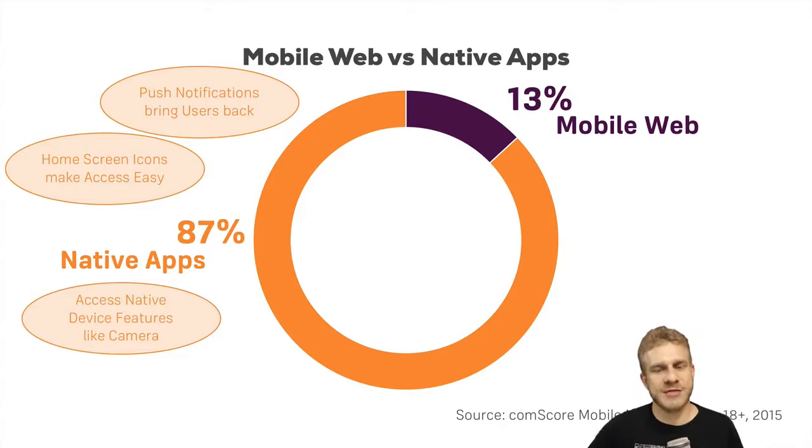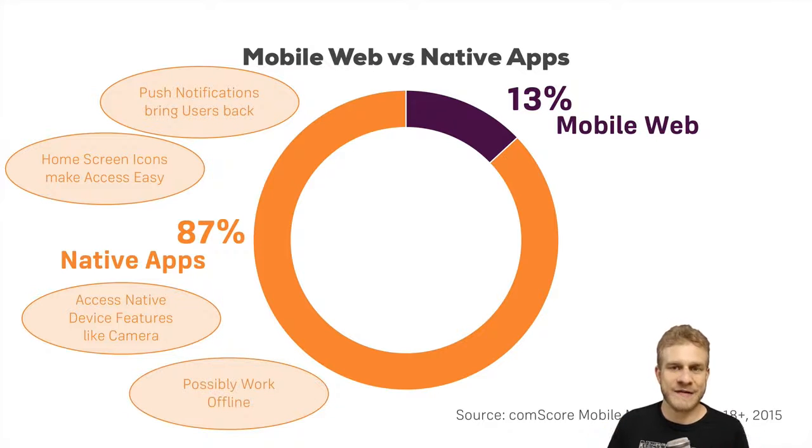Additionally, we have access to native device features like the camera, geolocation, and other things. And of course, many native apps also work offline. At least a certain part of these apps works offline. These are all good reasons why people are using native apps. Now, as I already said, the cool thing about progressive web apps is that we can basically bring all these things into the web too. So maybe this can switch relations.